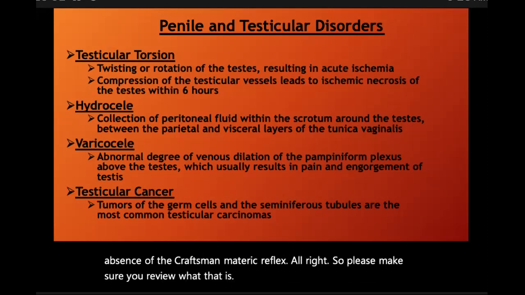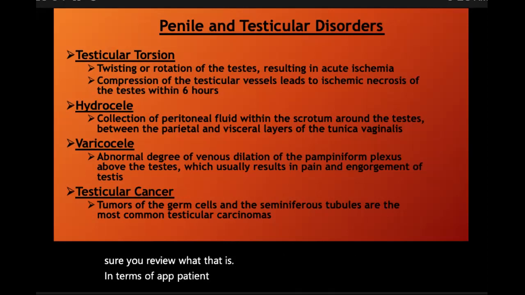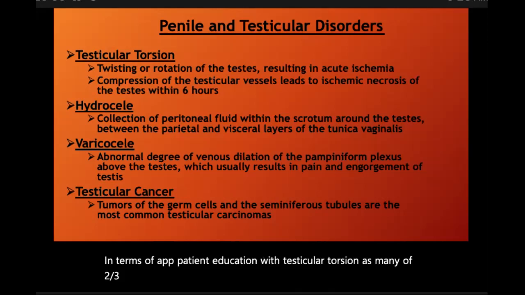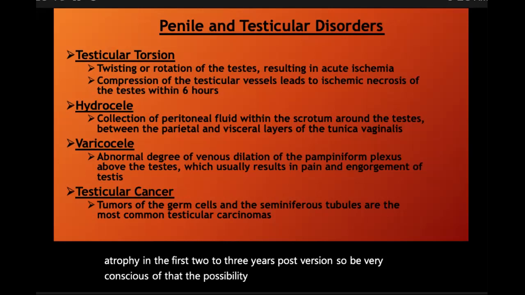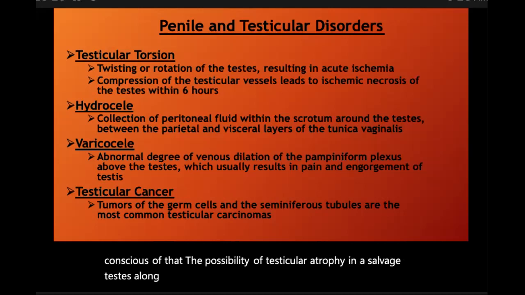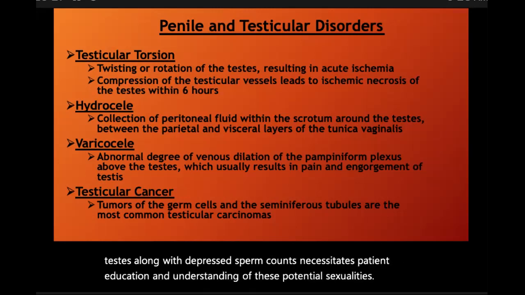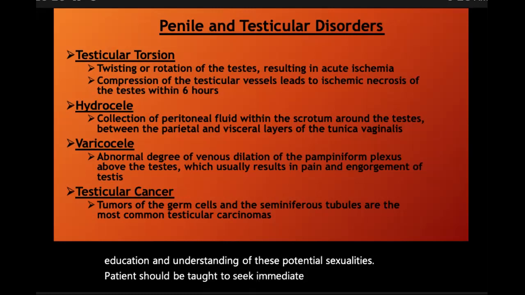In terms of patient education, with testicular torsion, as many as 2/3 of testes that have been salvaged may atrophy in the first 2 to 3 years post-torsion. So be very conscious of that. The possibility of testicular atrophy in a salvaged testes, along with depressed sperm counts, necessitates patient education and understanding of these potential sequelae. Patients should be taught to seek immediate care when experiencing testicular pain to prevent permanent sequelae.